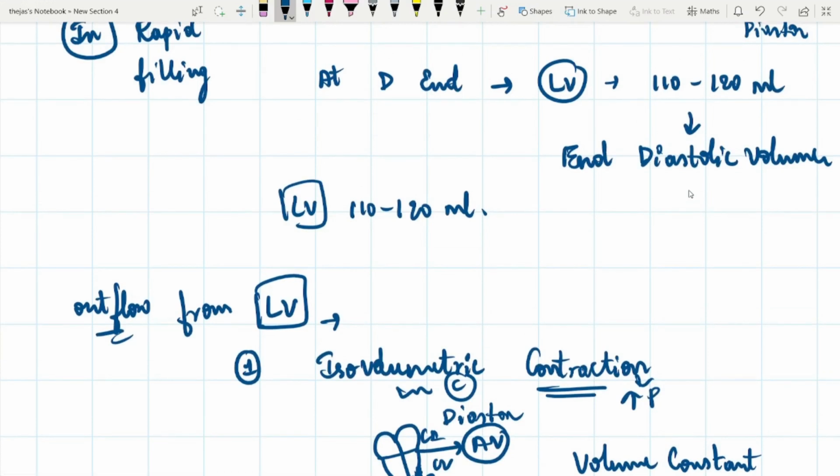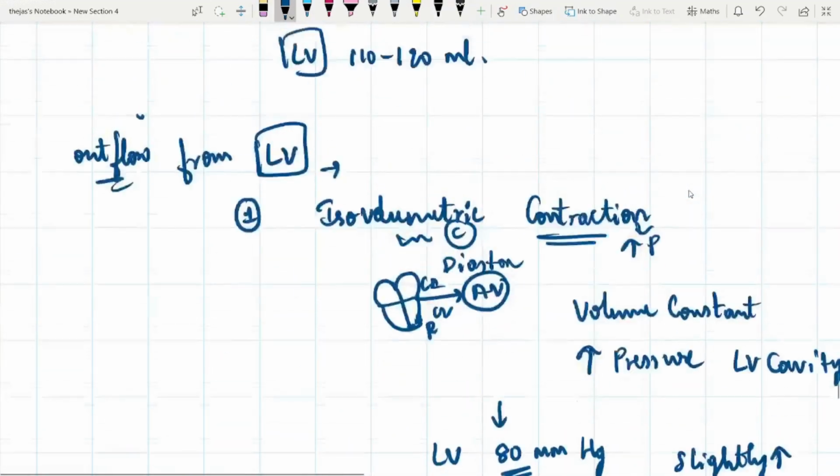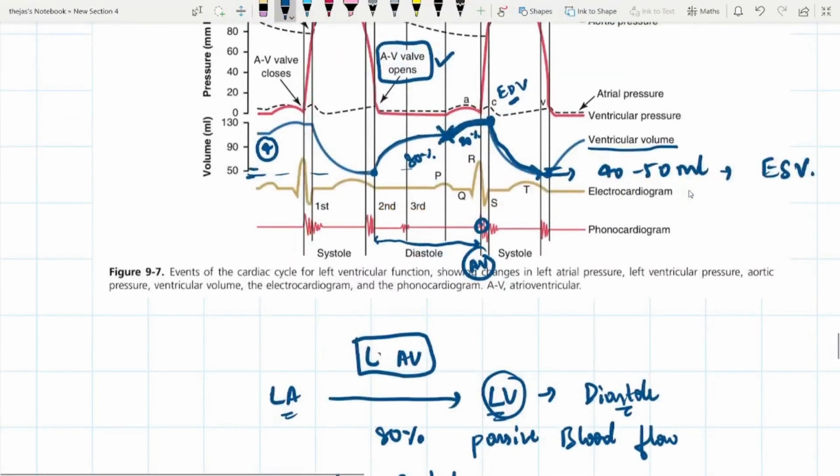Outflow has 3 steps in its phases. Inflow is easy, the rapid filling phase. So this completes the volume relation. Okay, the ventricular volume curve. See, it started here and reached a maximum, end diastolic volume of 110 to 120 ml at the end of diastole, and again at the end of systole 40 to 50 ml is left in the left ventricle. That is the end systolic volume.